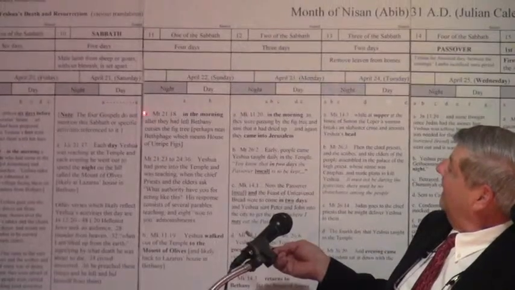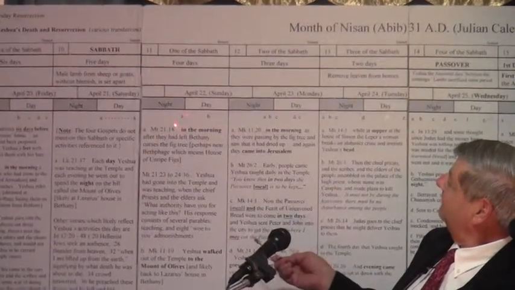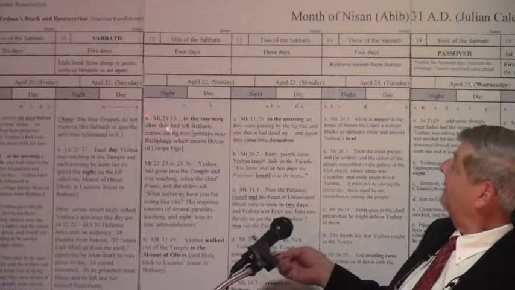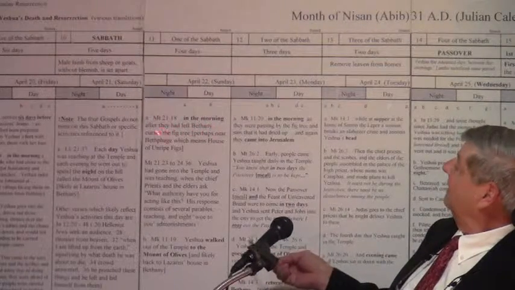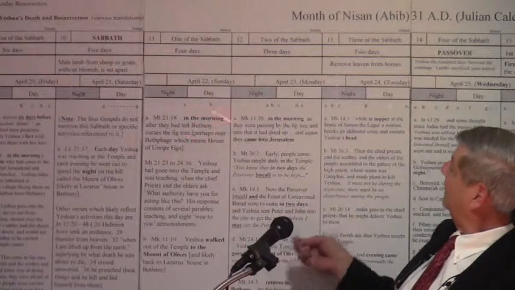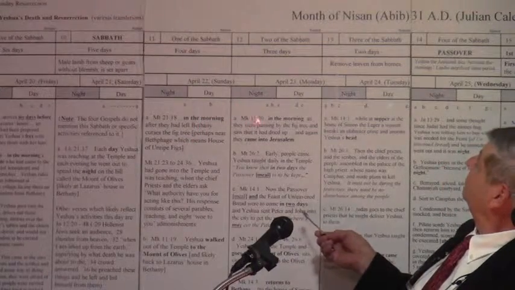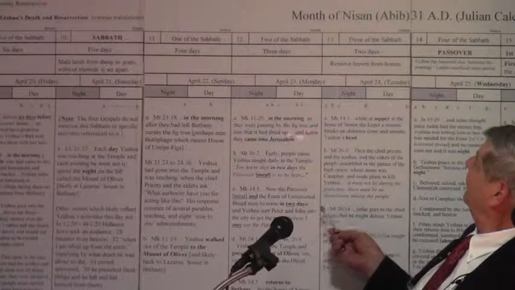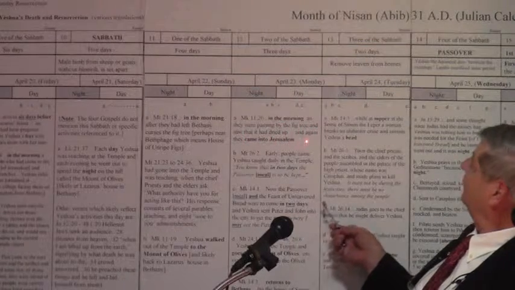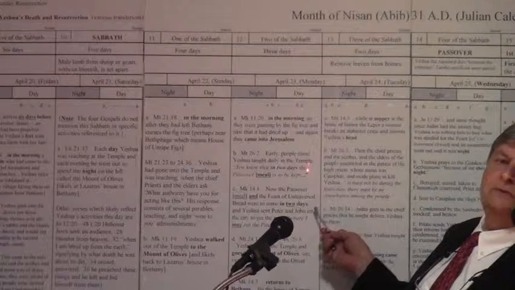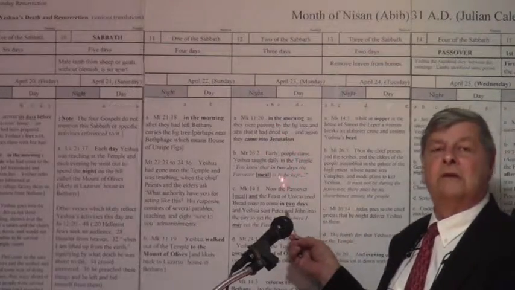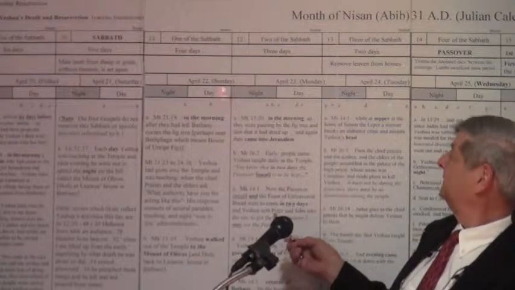Matthew 21:18, see the letter A, here's A, it's dawn, it is in the morning, another time marker. After they had left Bethany, Mark 11:20, in the morning, as they were passing by the fig tree and saw that it had dried up, and again, they came into Jerusalem. Another time marker. The time markers are shown here in bold.